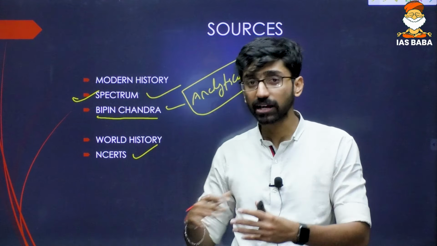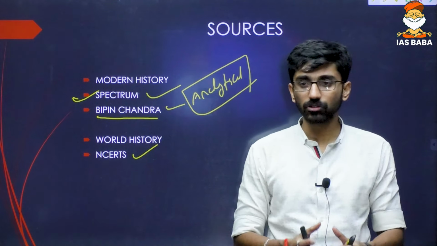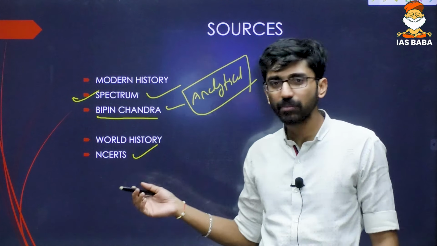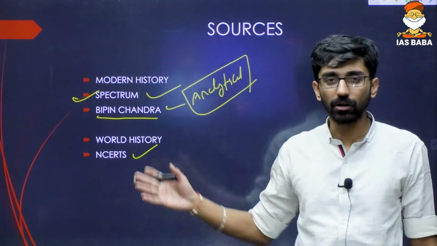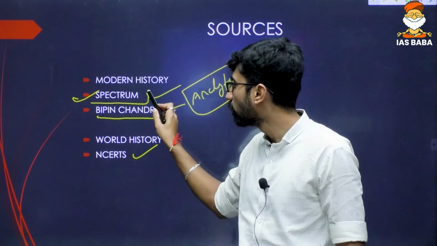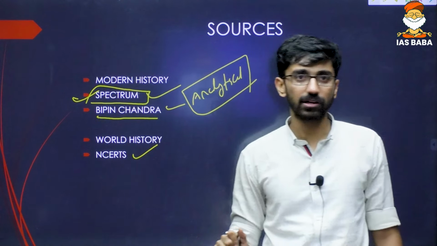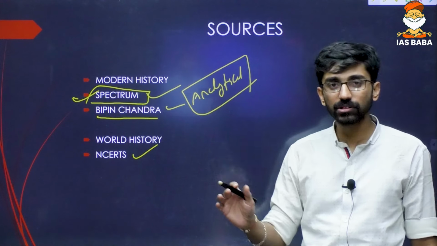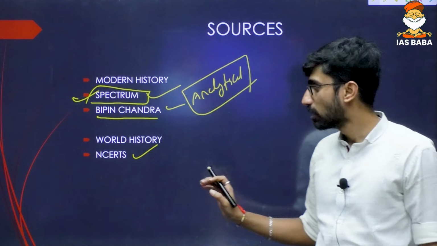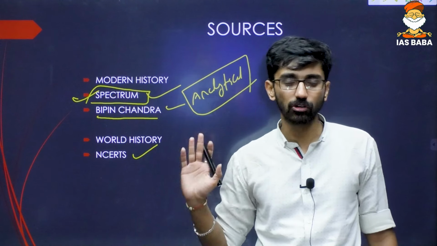Then again NCERTs for basic understanding. So these are the basic sources I would say, and even post-independence will be there in one of the Bipin Chandra textbooks. Even in Spectrum, most of the post-independence will also get covered. So these are the basic sources for ancient, medieval, art and culture as well as modern history, world history. So for world history, NCERTs plus your class notes would be great.